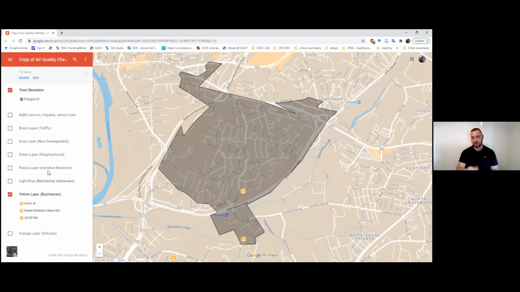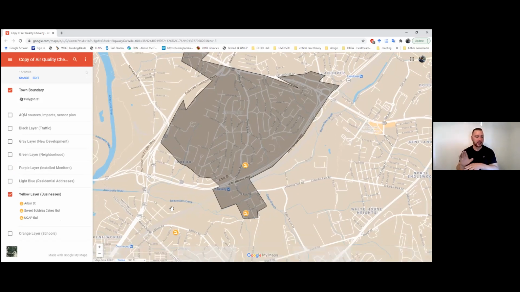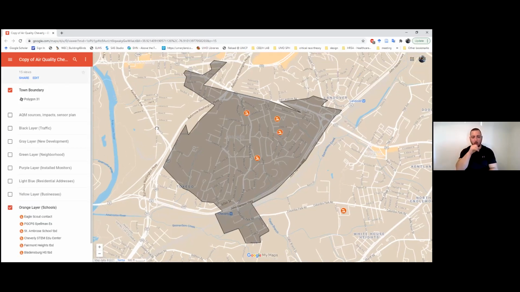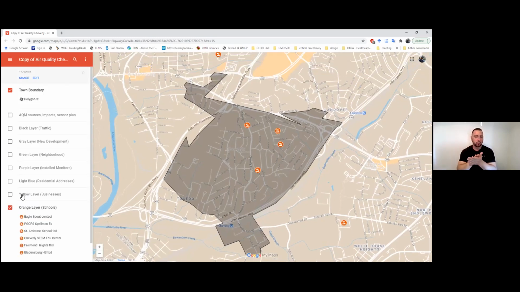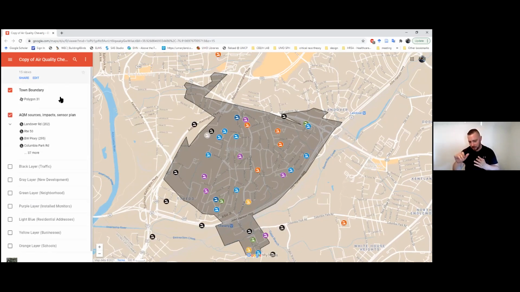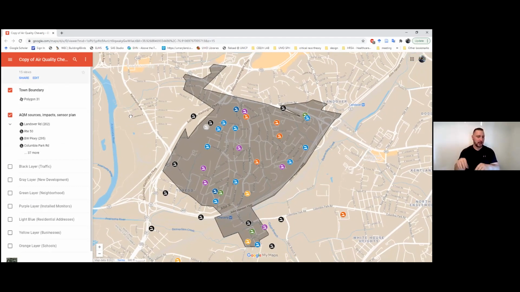A yellow area, which are businesses, so not too many outside the boundaries. And then our last layer, our orange layers, are different schools and educational businesses. So St. Ambrose, PGCPS, the Spelman School, Fairmont Heights, and then Bladensburg High School. So these are just all of the different tentative spots we could place our air monitors in to get good readings on our air pollution.